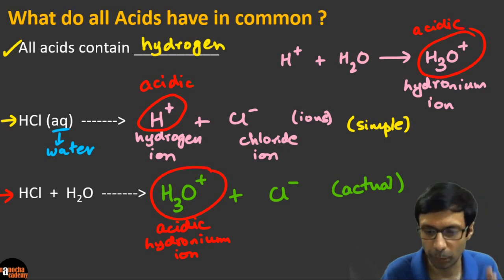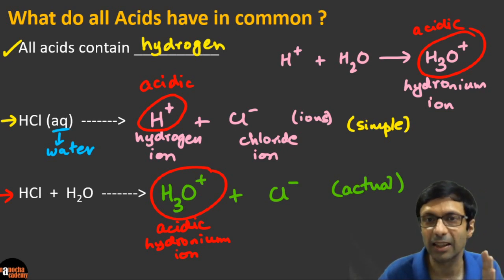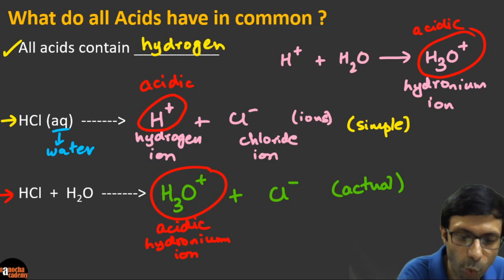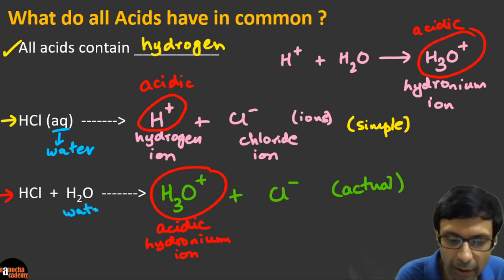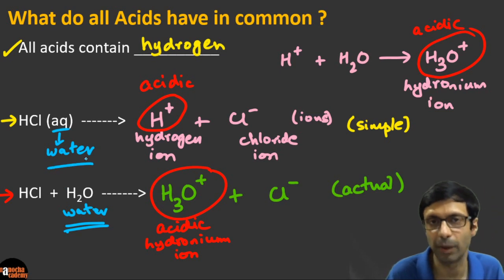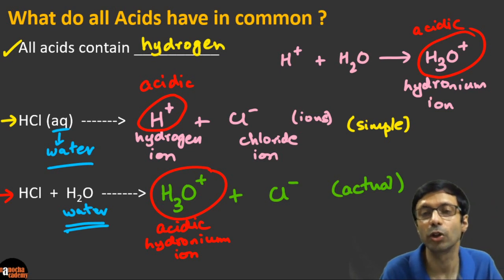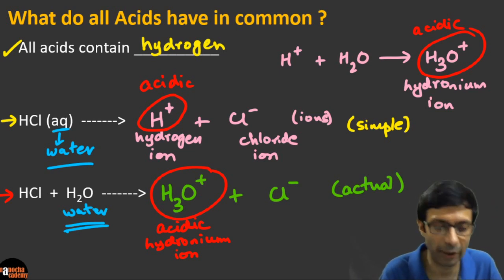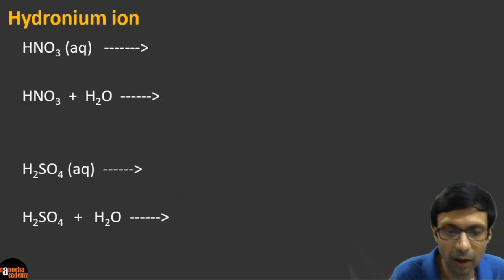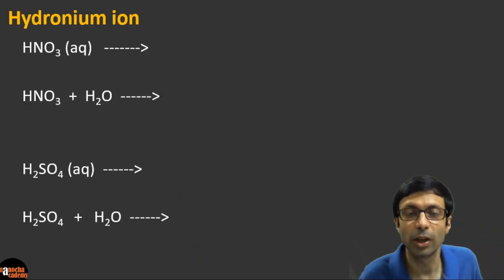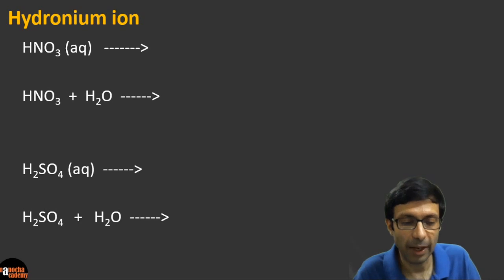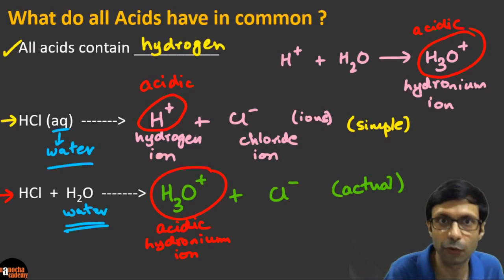Okay guys, so please really understand this important point that water is essential for the acid to show its acidic behavior. So water is also very important. Otherwise the acid will not show its acidic behavior because it will not be able to produce the hydronium ion. Okay. Now let's take a look at some more acids. So let's apply the same concept, just like we applied it for HCl.